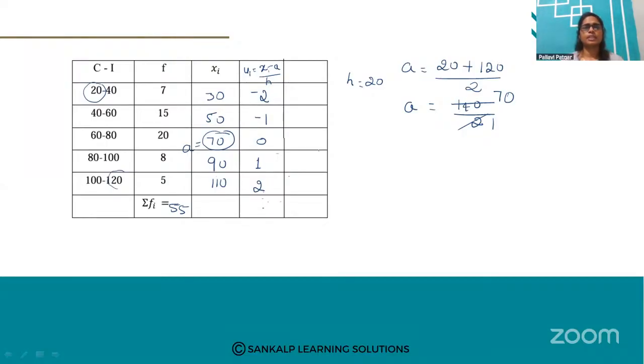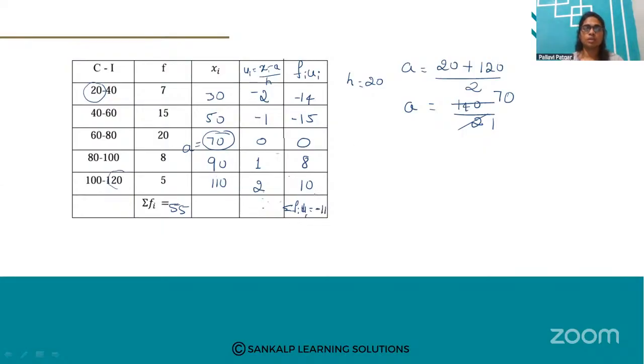Now we need summation fi ui, so we find the product of fi ui. 7 into minus 2 is minus 14. 15 into minus 1 is minus 15. 20 into 0 is 0. 8 into 1 is 8. 5 into 2 is 10. Now the sum of fi ui is minus 14 minus 15 plus 8 plus 10, so this is equal to minus 11.